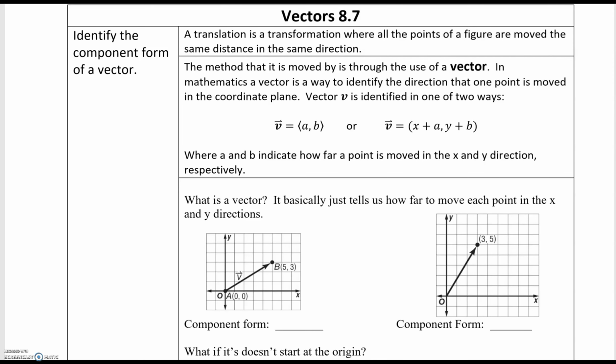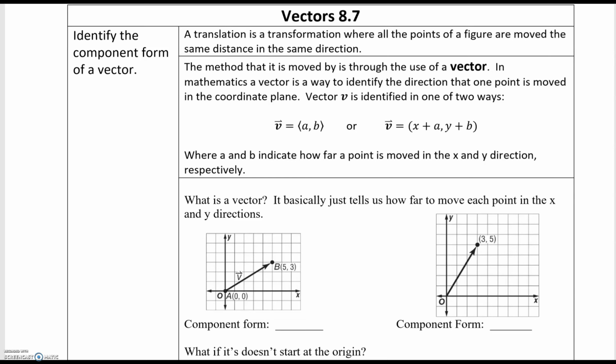So now let's get into what is a vector. A translation is a transformation where all those points are moved the same distance and direction. And the method that it is moved by is through the use of a vector. In mathematics, a vector is a way to identify the direction that one point is moved in a coordinate plane.